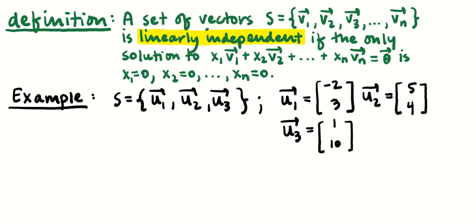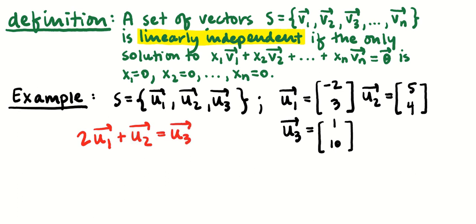So for example, here I've got a set of 3 vectors, u1, u2, and u3. I want you to look at u3 and realize that u3 is equal to 2u1 plus u2, right? -4 plus 5 and 6 plus 4. Okay, 2u1 plus u2 equals u3. So I'm going to write down that equation right here. 2u1 plus u2 equals u3.